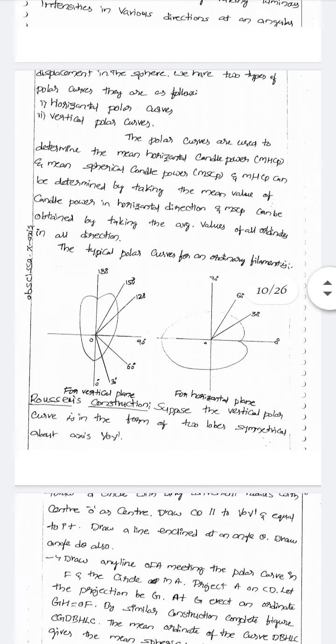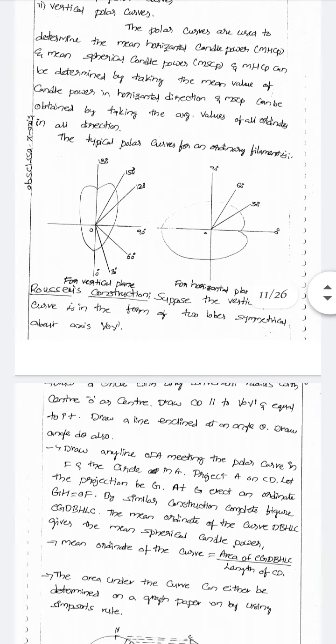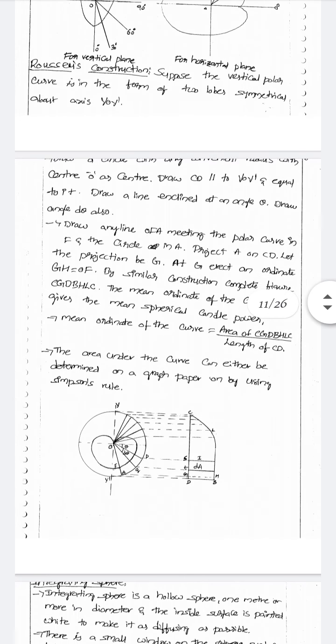So here the polar curves are mainly of two types: horizontal plane and vertical plane. Both are used to determine the values of MSCP and MHCP. That is the final intention of a polar curve. Why we use polar curves is simply to determine the value of MSCP and MHCP. That's all.